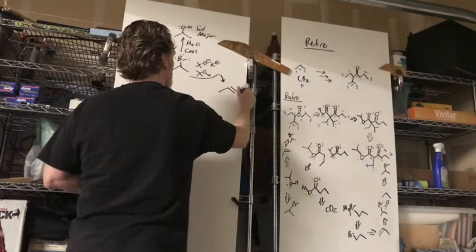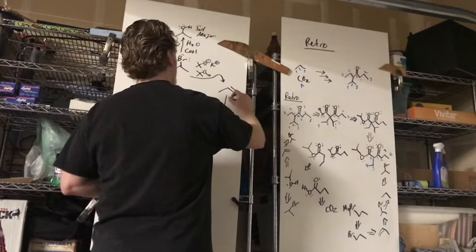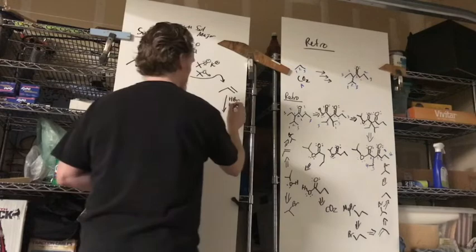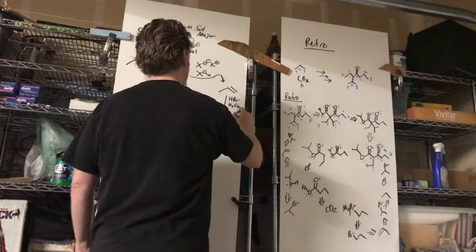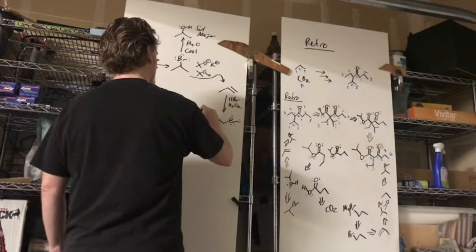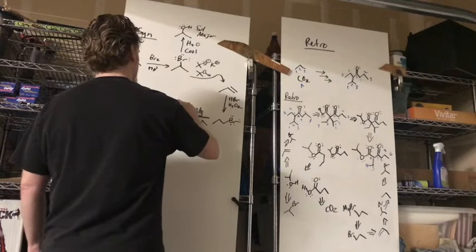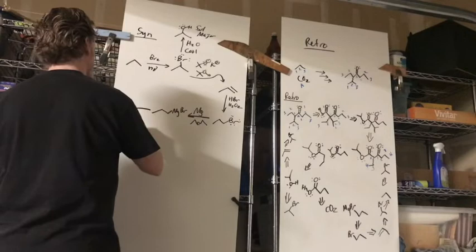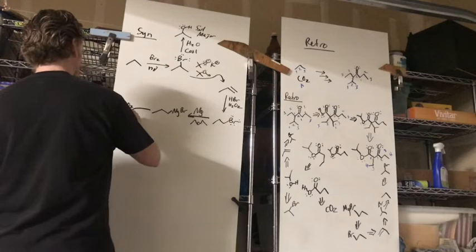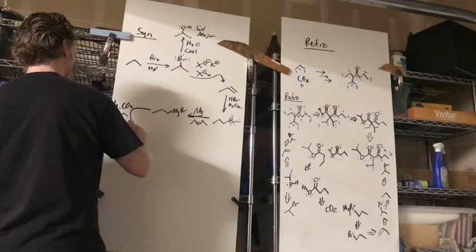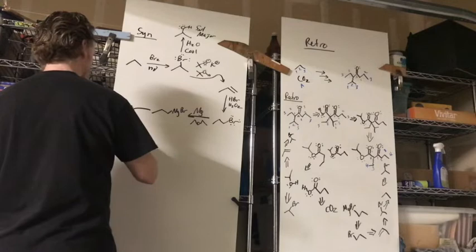And then I'm going to make this into the primary bromide by anti-Markovnikov hydrobromination. Got to add the hydrogen peroxide in there. Get the primary bromide. And then I'll make this into the Grignard. Add the magnesium, diethyl ether. Now I'm set up to add on that carbon and get my carboxylic acid, CO2. There we go, we got our carboxylic acid.